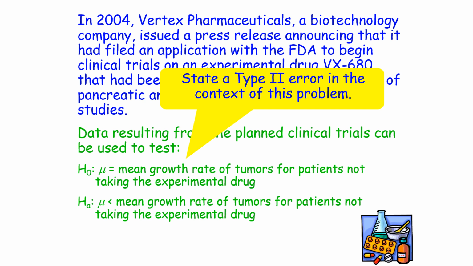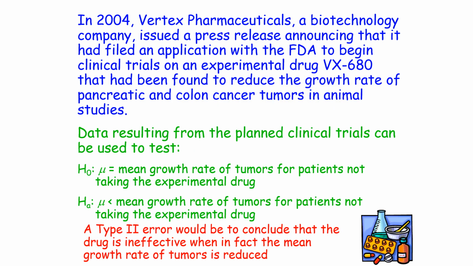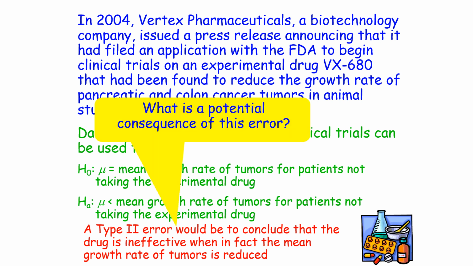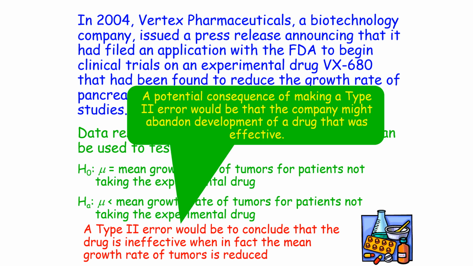So what is a type 2 error in the context of this problem? Well, a type 2 error would be to conclude that the drug is ineffective when in fact the mean growth rate of tumors is reduced. So what's a potential consequence of this error? Well, a potential consequence of making a type 2 error here would be that the company might abandon the development of the drug that was actually effective.